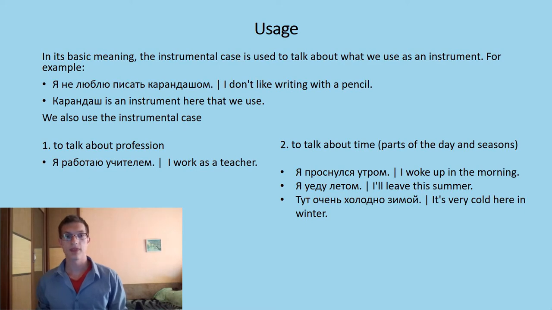The usage. So in its basic meaning, the instrumental case is used to talk about what we use as an instrument. For example, я не люблю писать карандашом. Карандаш is an instrument here that we use. We also use the instrumental case first to talk about profession. Я работаю учителем. To talk about time, parts of the day, and seasons, nothing else. Я проснулся утром. Я уеду летом. Тут очень холодно зимой.